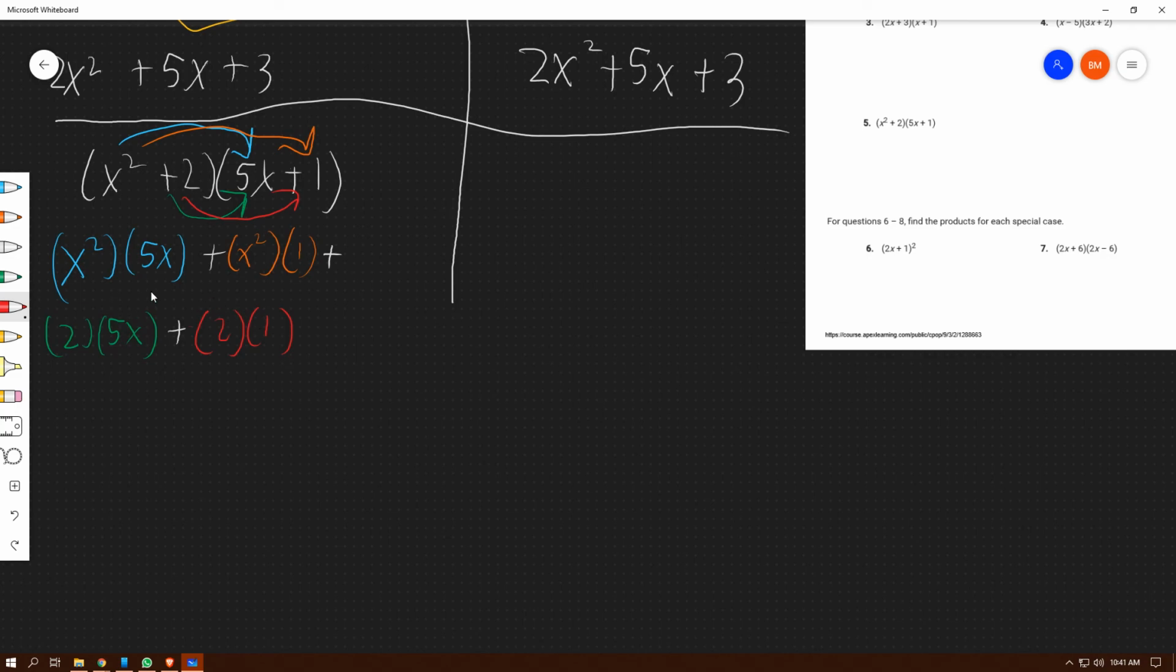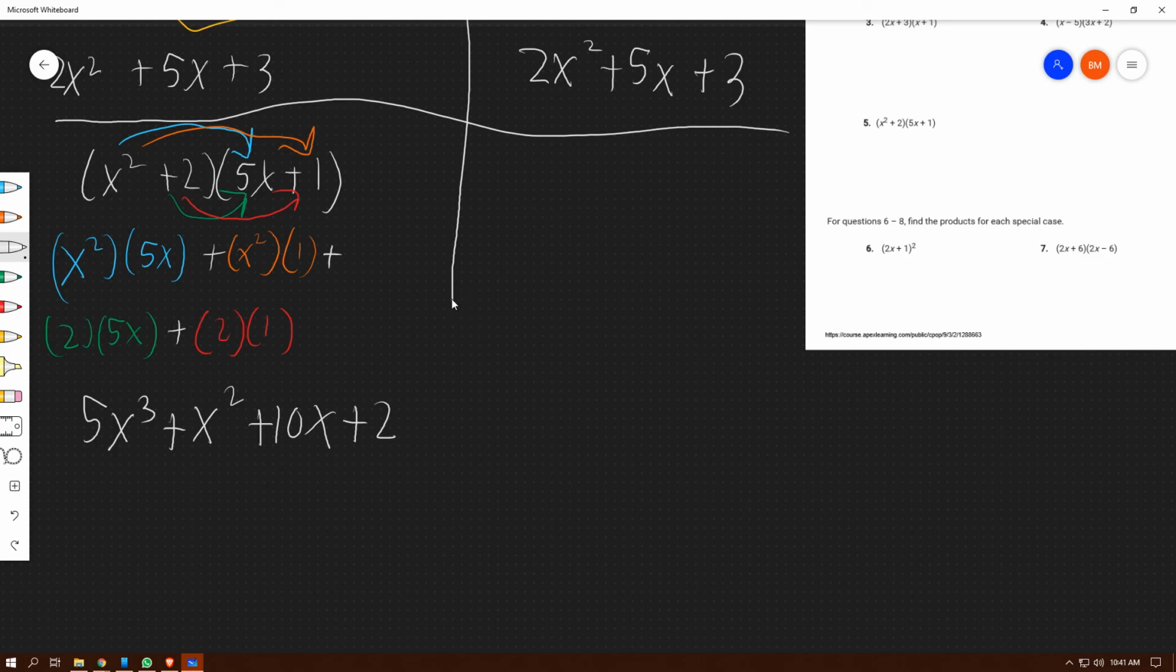All right, cool. And then I'm going to do the math. X squared times 5, I have to do it all. So this is going to be 5x cubed. And then we have x squared times 1 is going to be x squared. Then we have 2 times 5x is going to be 10x. And then we have plus 2, 2 times 1. Cool. That's what I got.